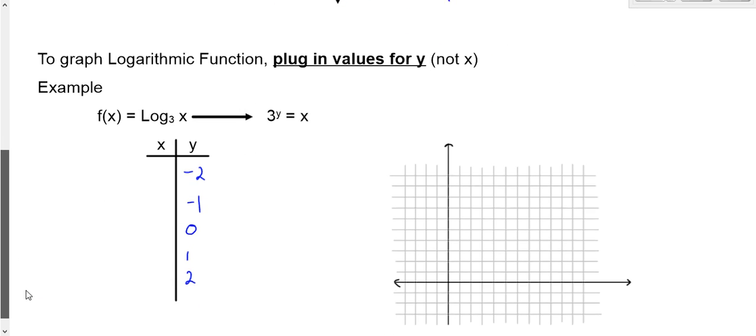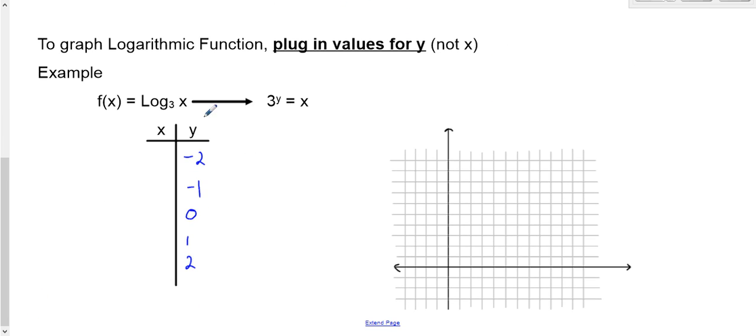So let's look at graphing one from scratch. To graph a logarithmic function, what I want to do is plug in my values for the y, not the x. So if I take my function here, log base 3 of x, I'm going to convert that to an exponential function. 3 to the y equals x. Because y is now my exponent, that's why I'm plugging in the values for y, because that's going to get my outcome. My outcome is x.